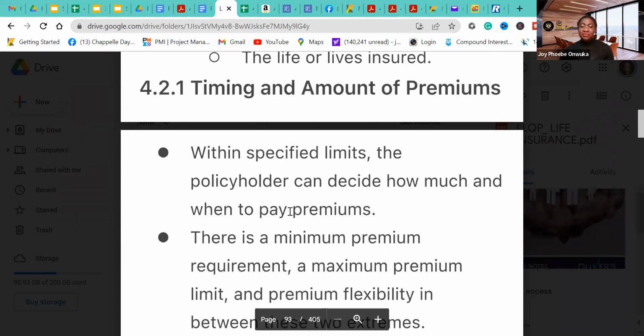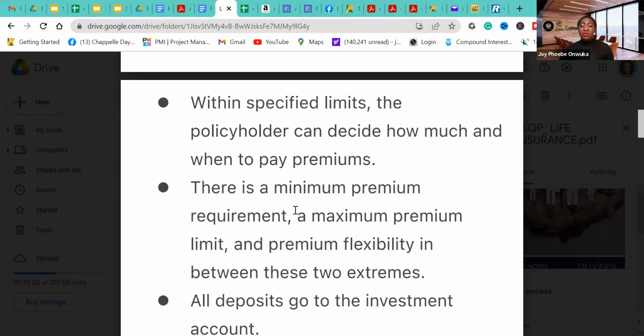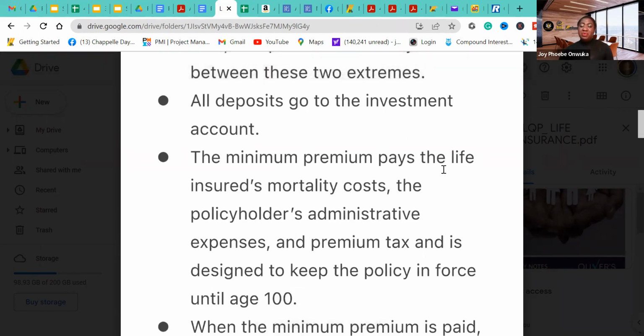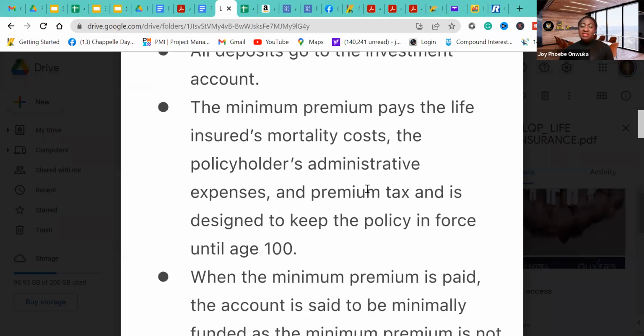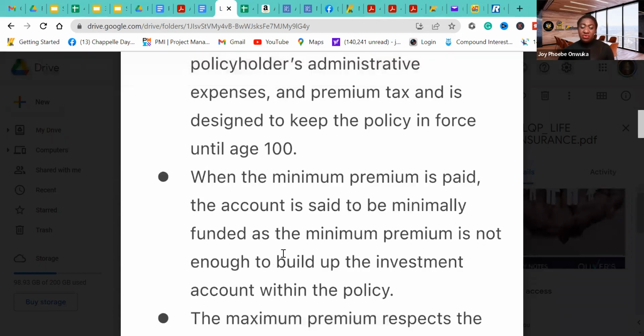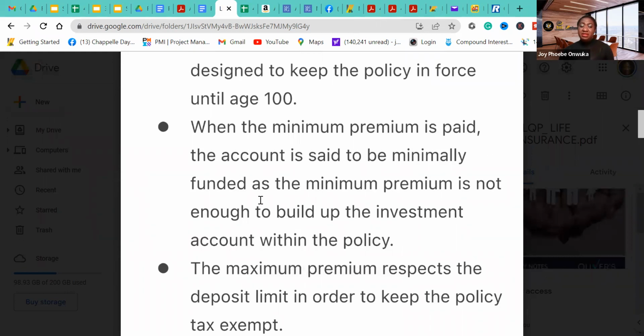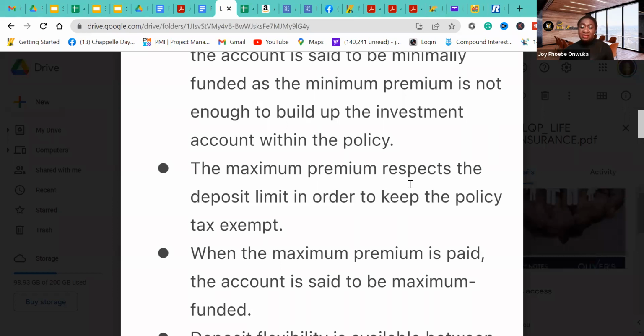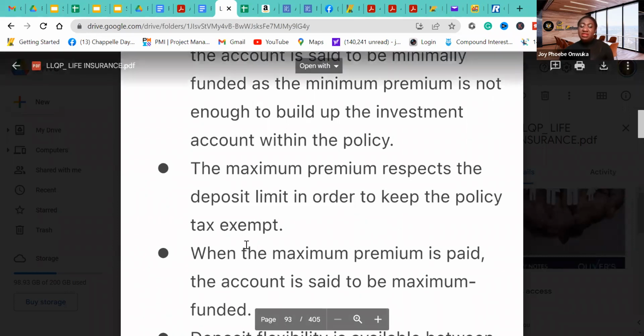Now, timing and amount of premium. Within a specified limit, the policyholder can decide how much and when to pay premium. There is a minimum premium requirement. There is also a maximum premium limit, and premium flexibility in between these two extremes. All deposits go to the investment account. The minimum premium pays the life insured's mortality cost, the policy's administrative expenses and premium tax, and is designed to keep the policy in force until age 100. When the minimum premium is paid, the account is said to be minimally funded. As the minimum premium is not enough to build up the investment account within the policy, the minimum premium respects the deposit limits in order to keep the policy tax exempt.